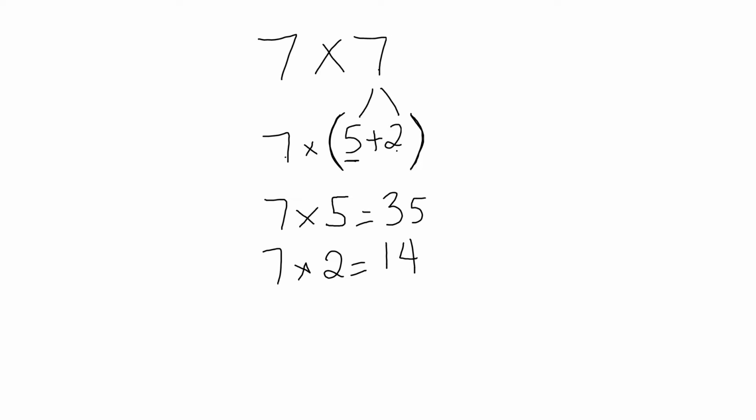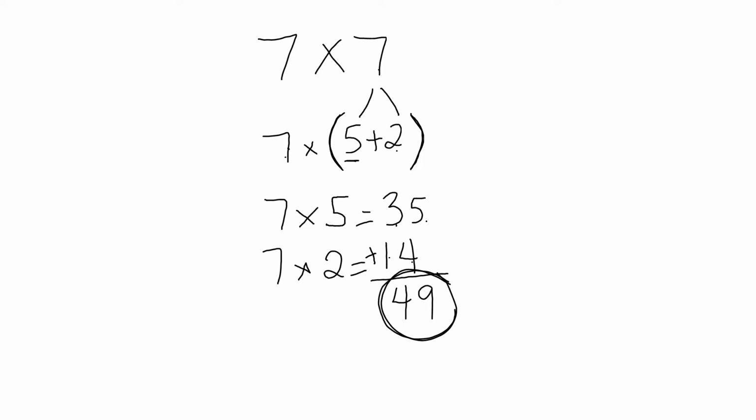Now, I've taken this number 7 and I've multiplied it times both of these numbers because I had to distribute it, 7 times 5 and 7 times 2. But I'm not done, because I have 2 different numbers and it's not my answer. I have 2 different answers. What I have to end up doing is adding these together. So 30 plus 5 equals 35, and 10 plus 4 equals 14, so my answer, 35 plus 14, is 49. My final answer is 49.